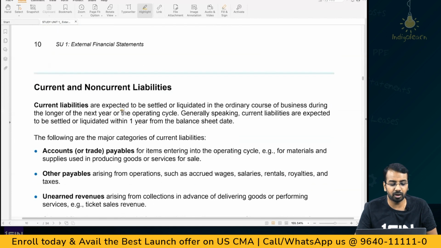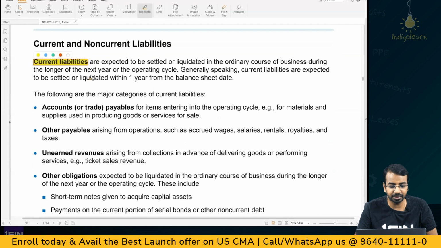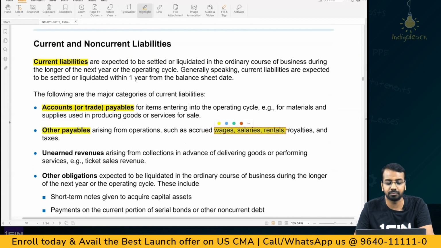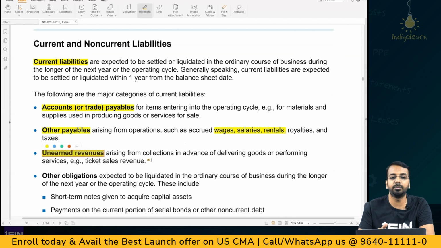Then coming to current and non-current liabilities. Current liabilities, examples: accounts or trade payable, standard. These are always current liabilities. Other payables like wages, salaries, rentals. If you have to pay wages or rent, you pay it on a month-to-month basis. Taxes. Unearned revenue. Unearned revenue means you have collected money in advance, but you have not yet provided services.